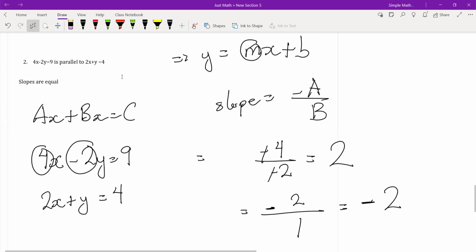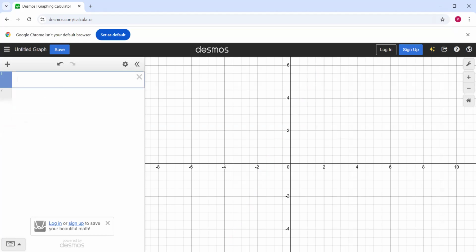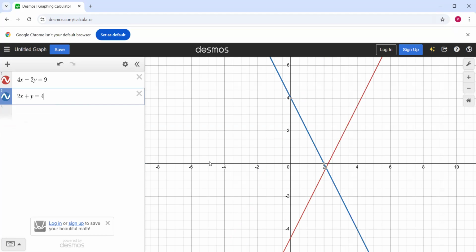Okay, so let me share my screen again. Let me cancel all these ones. I think we're done with all these. So the first one is 4x minus 2y equals 9, and the second one is 2x plus y equals 4. You can see they're not parallel to each other.